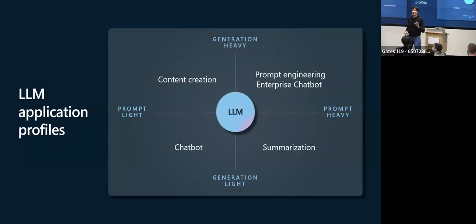Up on the top left, content creation, very prompt light. You give it a few sentences of what exactly you want, and it spits out potentially a whole document. On the bottom right, you've got the other extreme. Give it a giant document, and it spits out a few sentences summarizing it. So prompt light, generation heavy, prompt heavy, generation light.